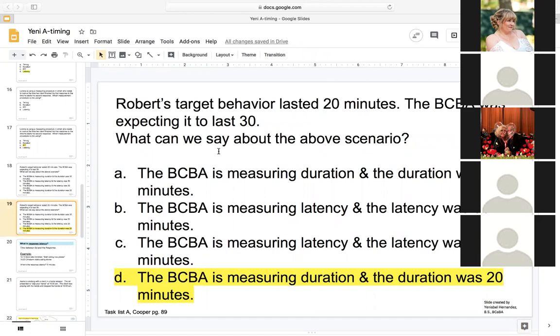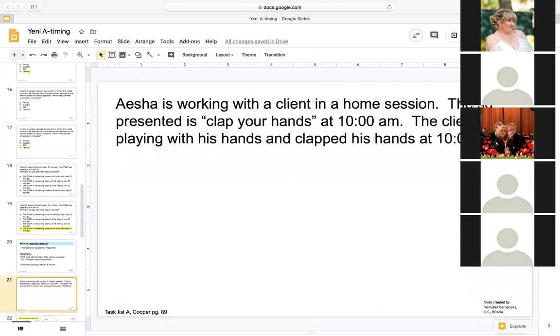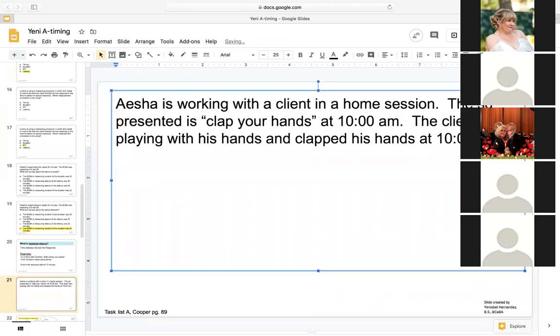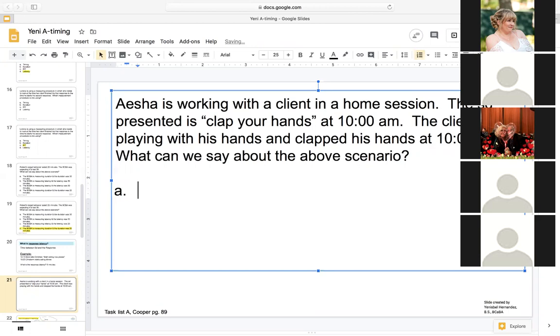What can we say about the above scenario? How about we do that? You want to do that? That makes it easier. What can we say about the above scenario? Okay, so we can say that he's having fun. Just kidding. Okay, so what can we say?